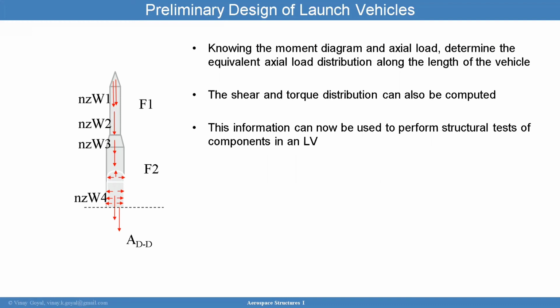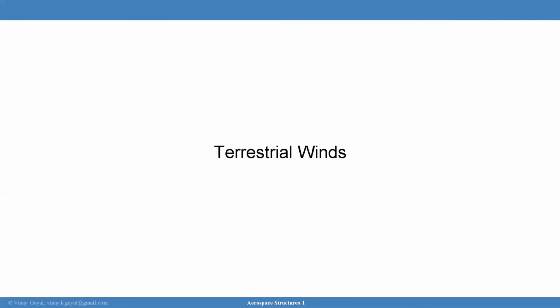The information can now be used to inform preliminary design, which could inform structural testing. But you definitely want to do a couple of those analyses and do a more advanced analysis to make sure you're not missing anything. The Saturn vehicle was designed similarly to this, but they had to do a couple of those analyses. Let's look at terrestrial winds for a second.